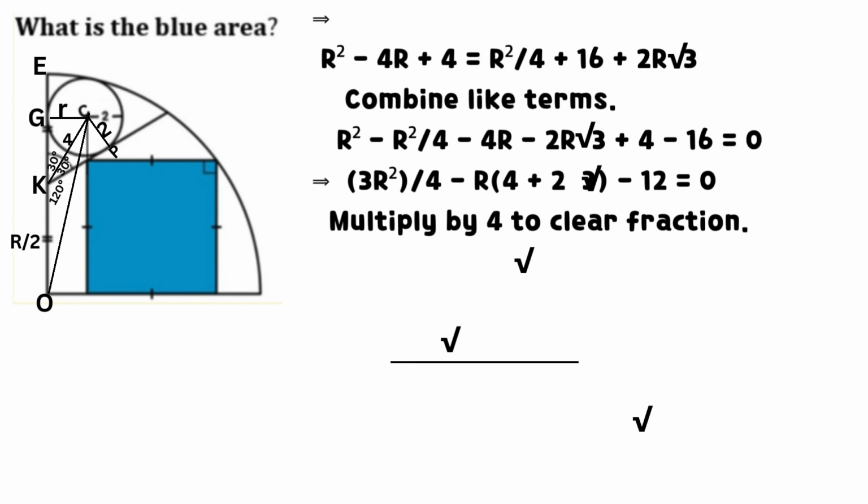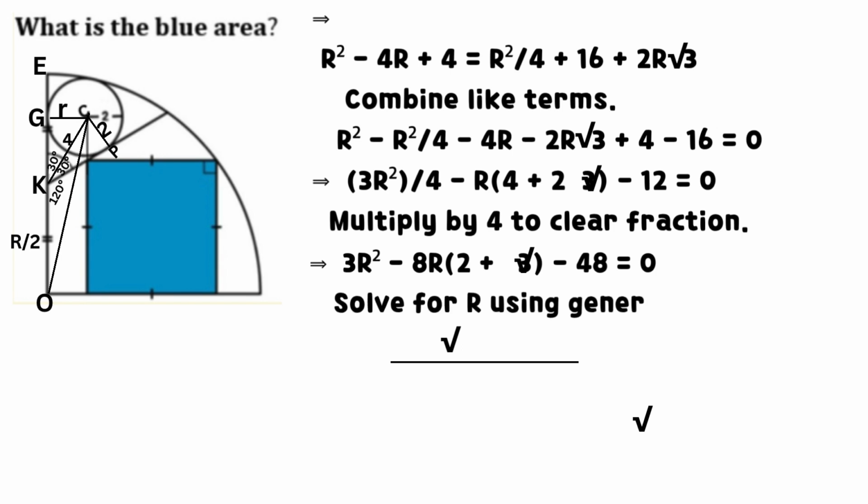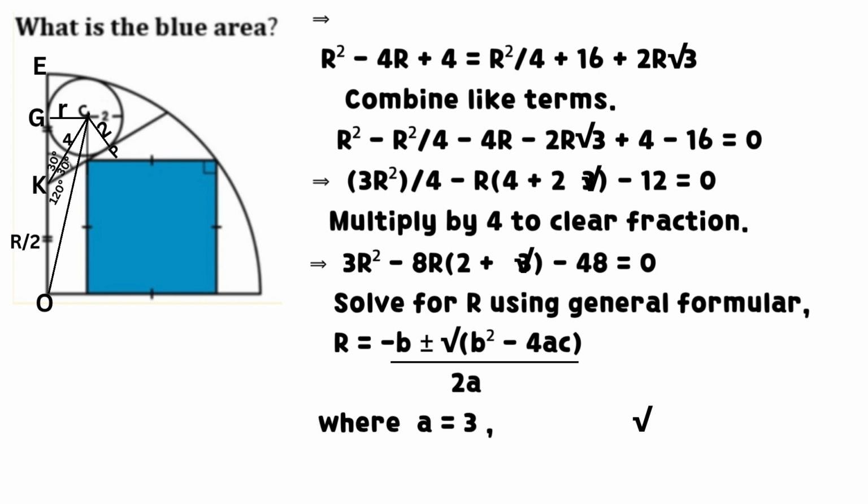Multiply by 4 to clear fraction. This implies that 3 times the square of R minus 8 times the product of R and, in bracket, the sum of 2 and the square root of 3, minus 48 equals 0. Solve for R using the general formula. R equals negative b plus or minus the square root of b squared minus 4 times the product of a and c, all divided by 2 times a. The values of the letters are shown.